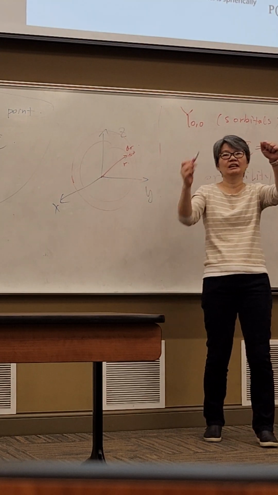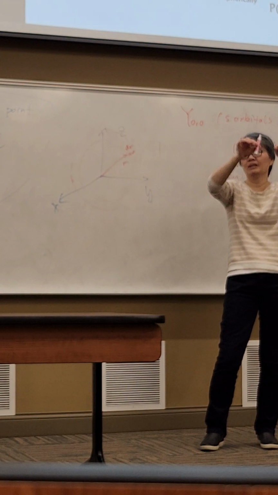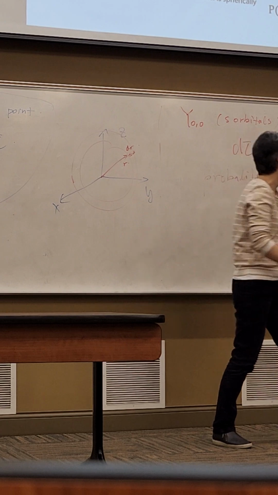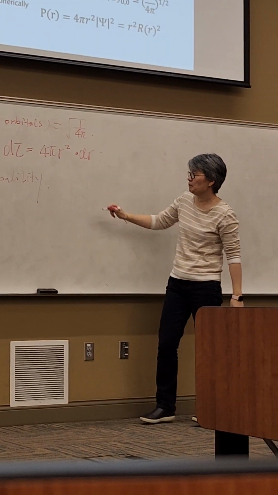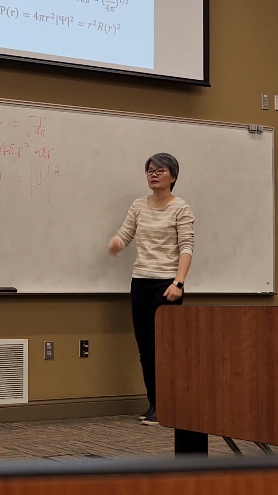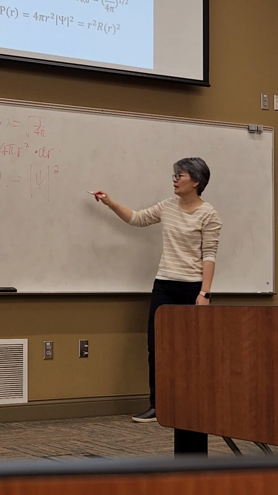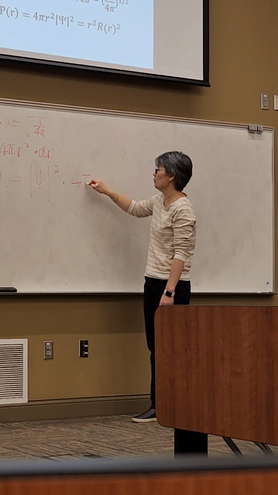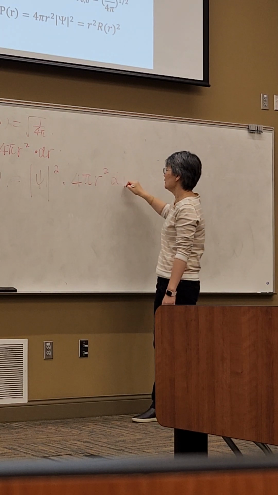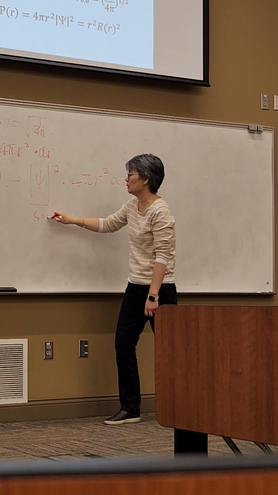So you have a nucleus, and what will be the probability if the electron is at this radius away from it, or at that radius away from it? That's basically what we're thinking. Then the probability would be the square modulus of the wave function, times the volume, 4 pi r squared dr. And those wave functions should be your s orbitals.